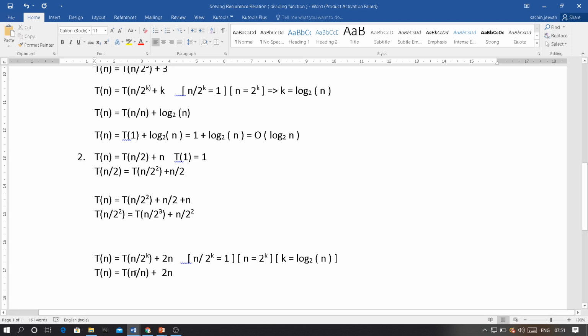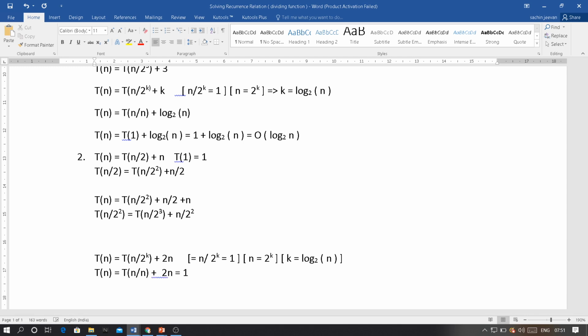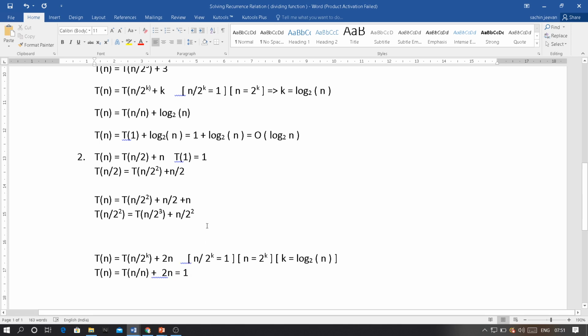So what is this equal to? Here, t of 1 is equal to 1. So 1 plus 2n is the equation that we get, and 2n is the largest term. So what is the highest degree here? Power 1 is the highest degree. So only this part has to be taken as the time complexity. So order of n is the time complexity of this equation.